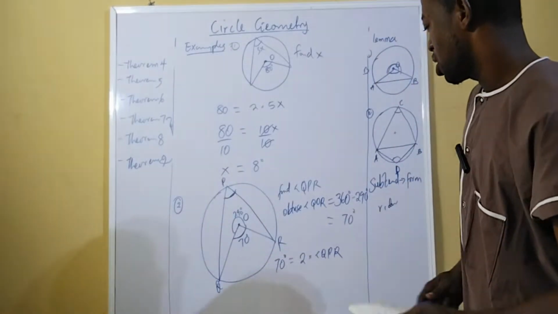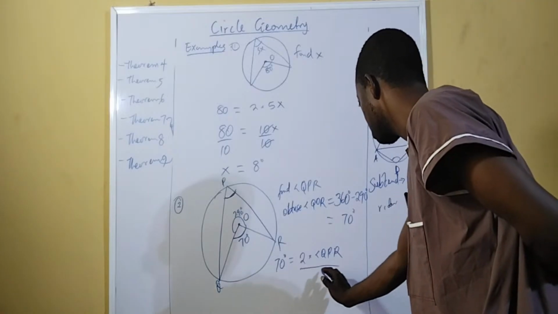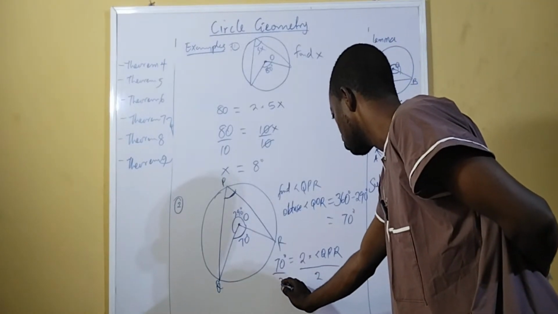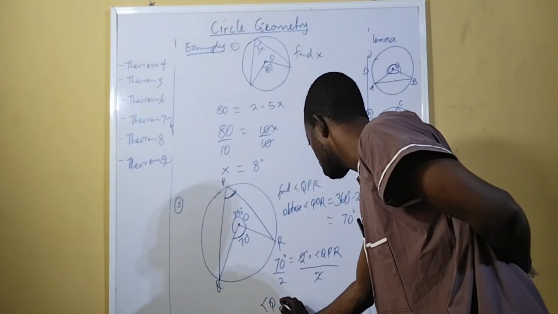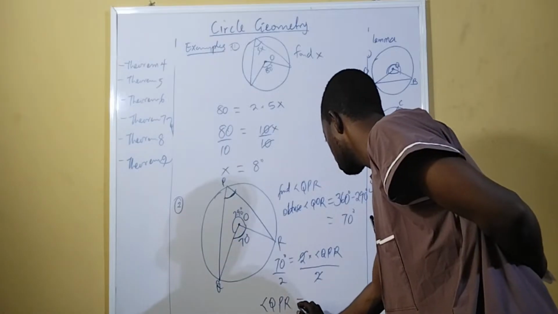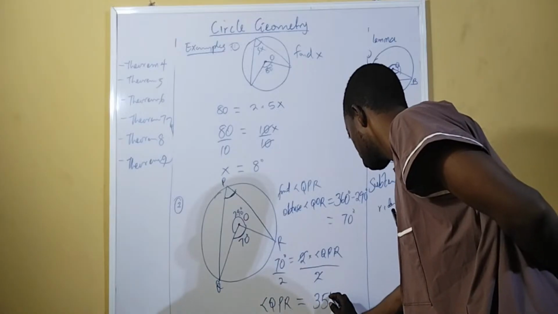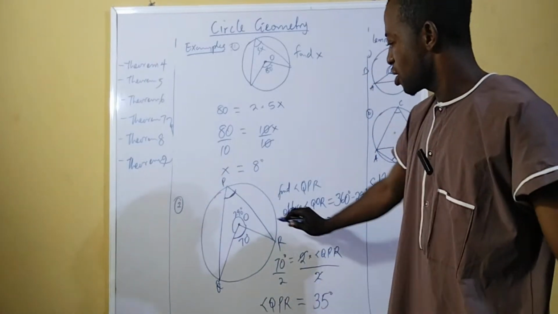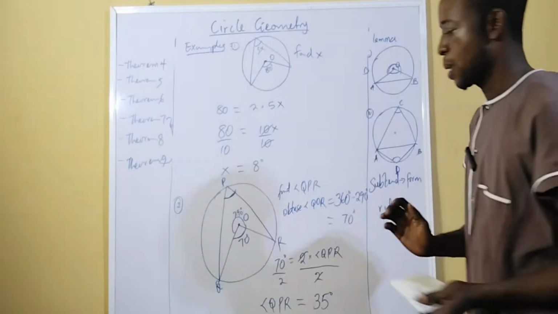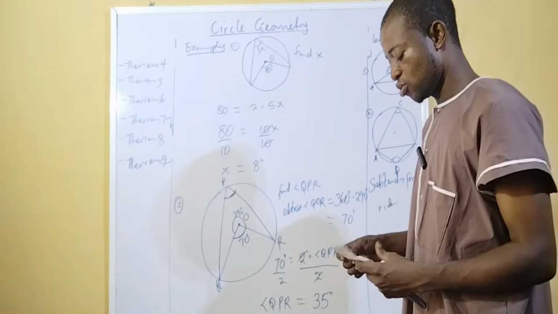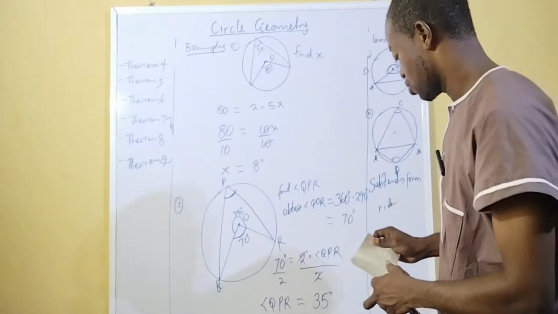Okay. Then here, to get angle QPR, just divide both sides by 2. Divide this side by 2. Also divide this side by 2. Here 2 cancel each other, and we have angle QPR equals 70 over 2, that's 35 degrees. So which means that the angle at circumference now here is 35 degrees. So that's some of the examples to demonstrate that theorem, which is first theorem.